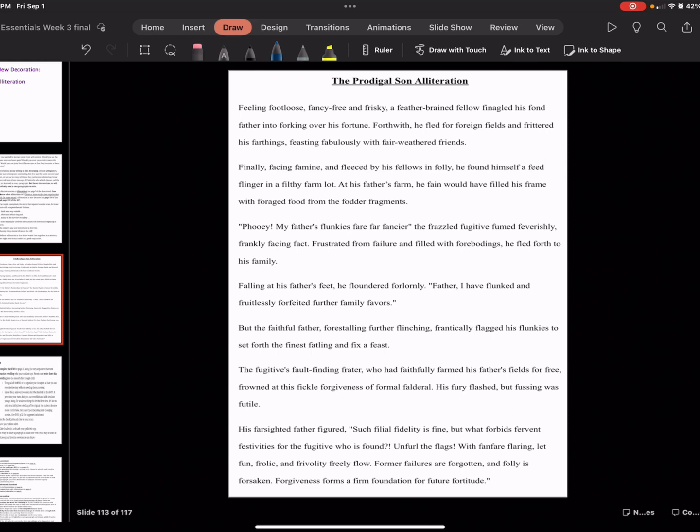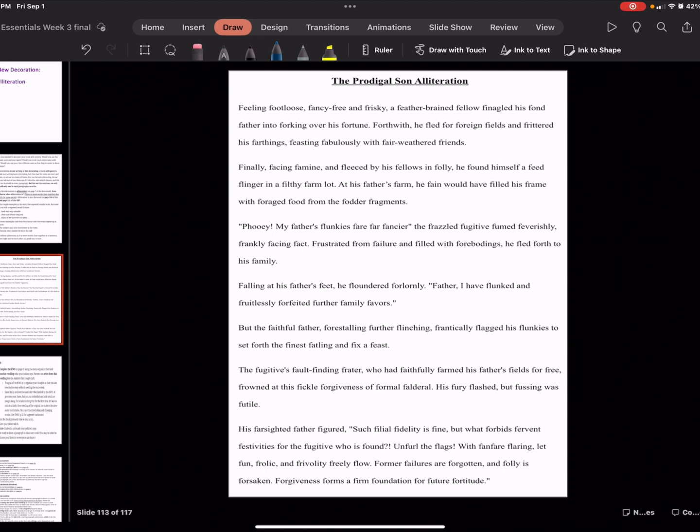So here we go. Feeling footloose, fancy free, and frisky, a feather-brained fellow finagled his fond father into forking over his fortune. Forthwith, he fled to foreign fields and frittered his farthings, feasting fabulously with fair-weathered friends. Y'all see which letter the alliteration is leaning on here? Finally, facing famine and fleeced by his fellows in folly, he found himself a feed flinger in a filthy farm lot.